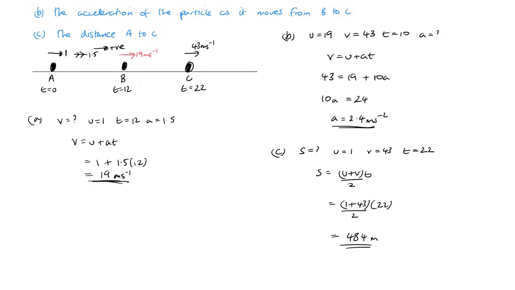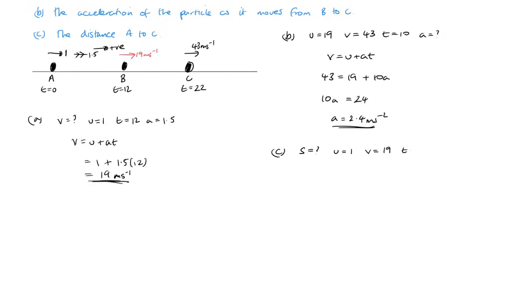But unfortunately, in this case, that would be wrong, because that only works assuming it's a constant acceleration from A to C. So in fact, that is incorrect. So I need to rub this out, and we need to look at this question again. So we need to work out the distance from A to B, and then the distance from B to C.